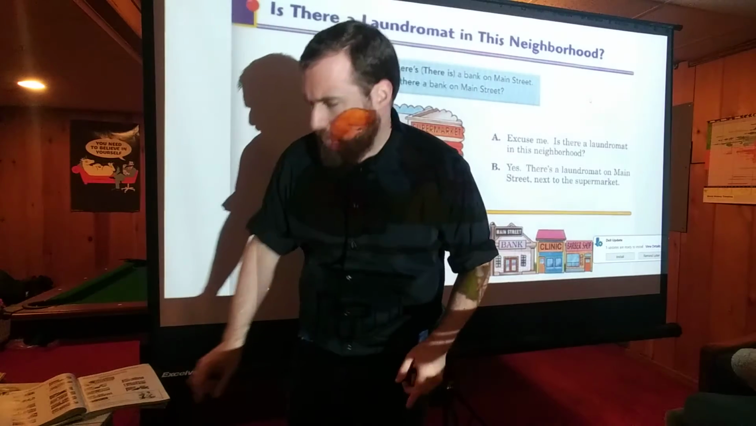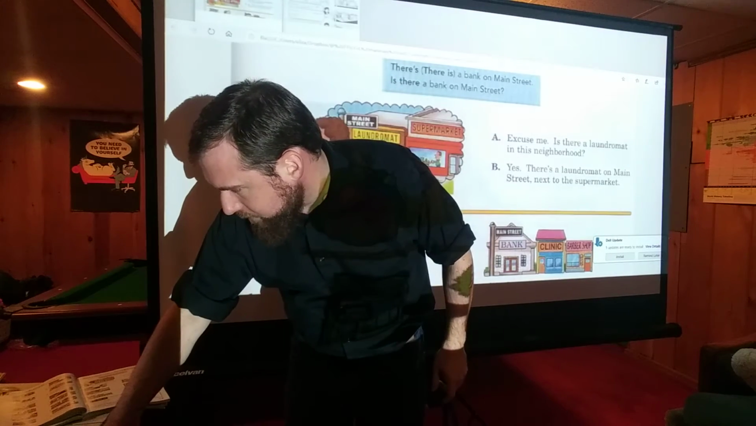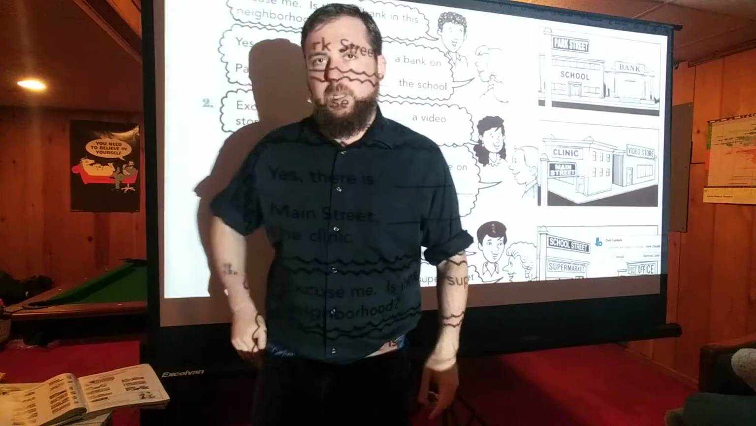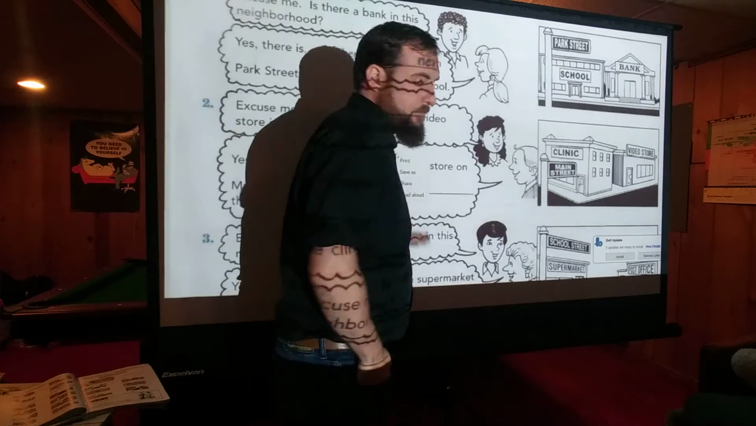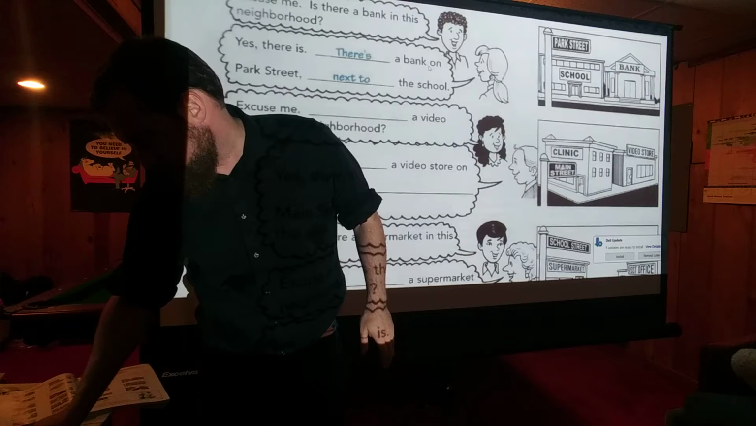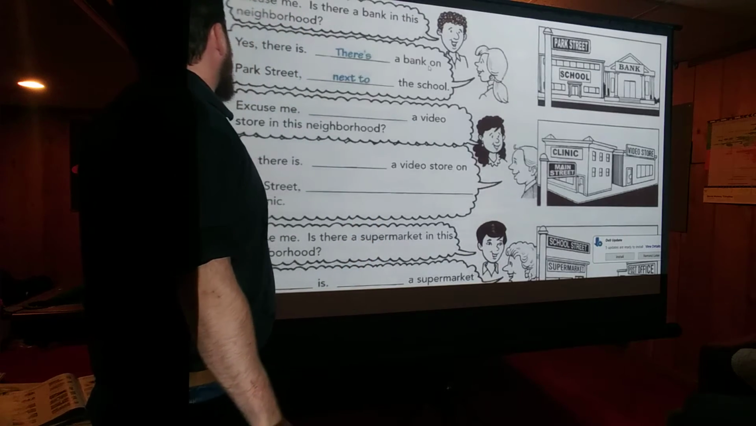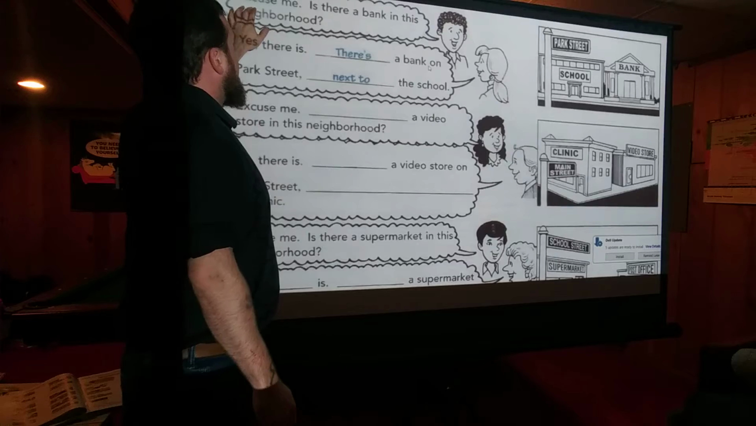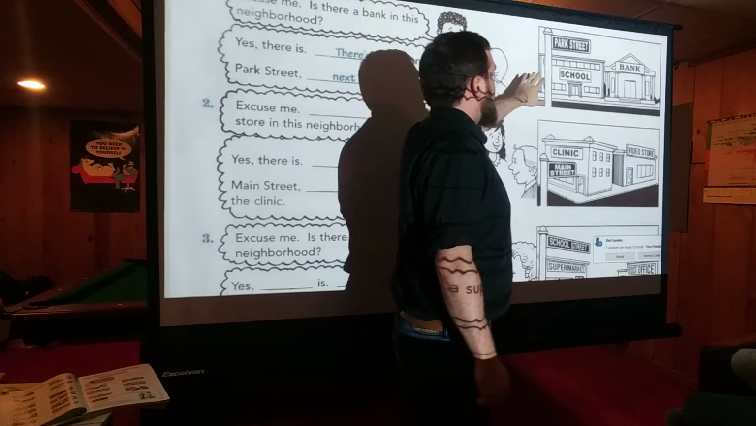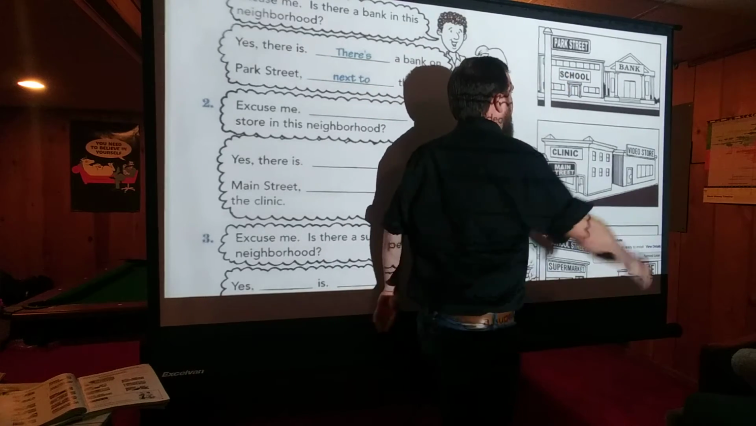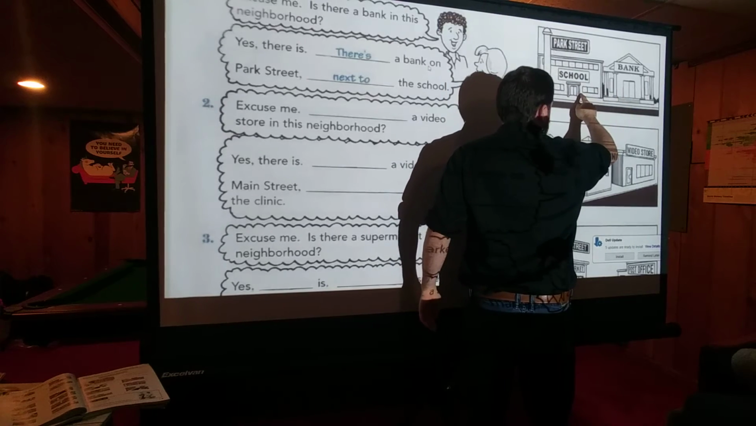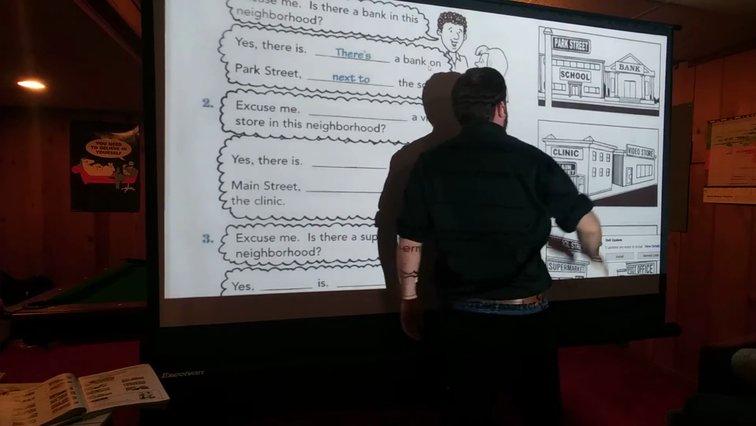So today we're going to do our activity sheet first. So take out activity 42 and let's fill this one in first. I think it goes better if we do them in this order. At the top it says, number 1, this is an example. Excuse me, is there a bank in this neighborhood? And you see people talking and we got a picture. We're going to be using this picture. So you see a bank, it says Park Street. There's the bank, there's the school. So we're going to use that in our answer.